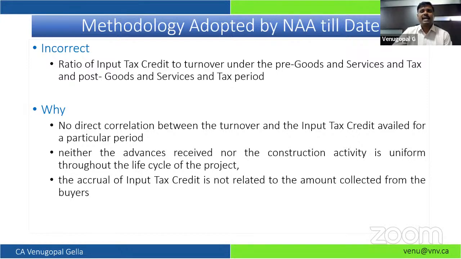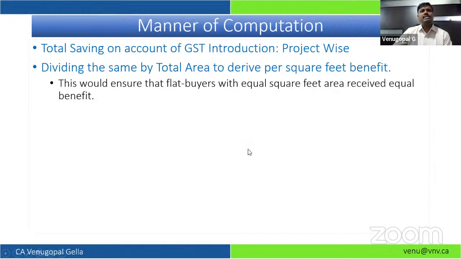So what is the right method to do? The right method is looking at the savings on account of GST introduction, and these savings have to be looked into project-wise. Firstly, the entire credits have to be split project-wise. Now, if you are looking at the anti-profiteering provisions, the way you will be looking at the law has also started looking at it in the same way.